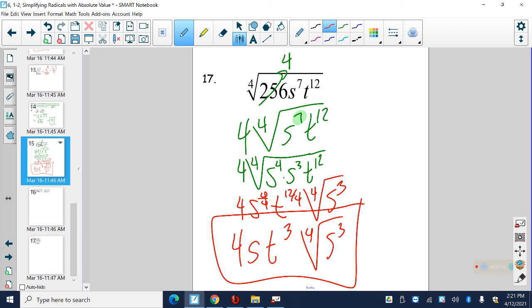Okay, do we all understand this? So we don't need absolute. You do not need absolute values because the directions on this page said to assume that everything was positive, right?